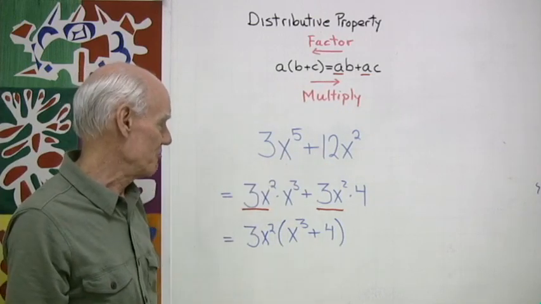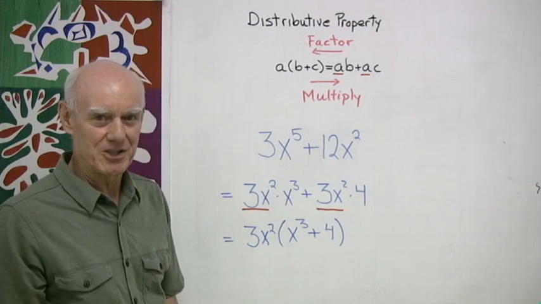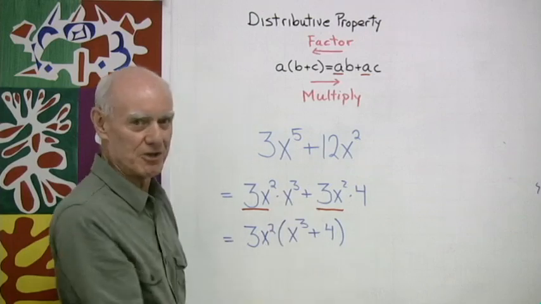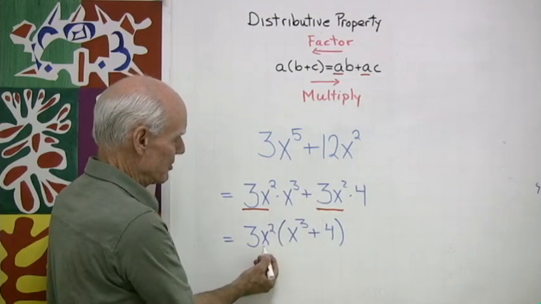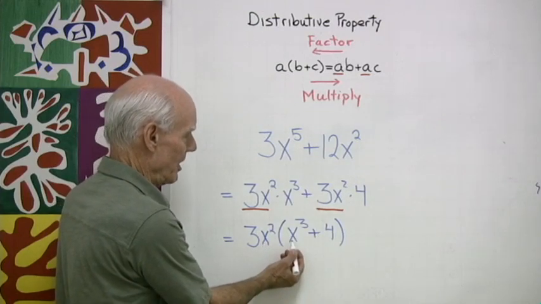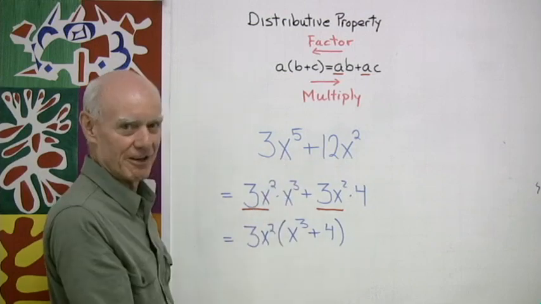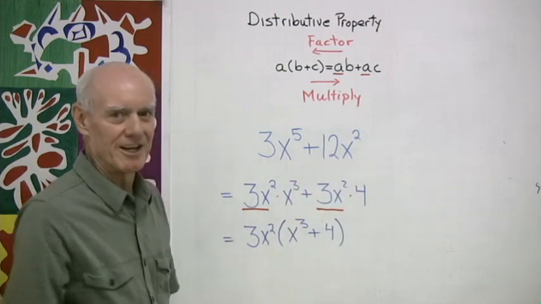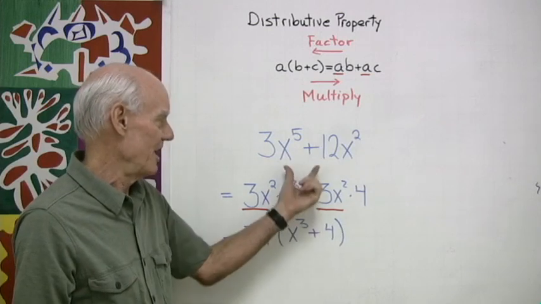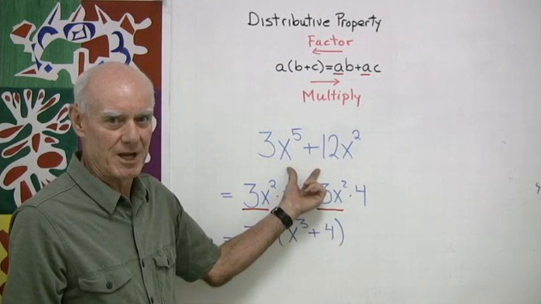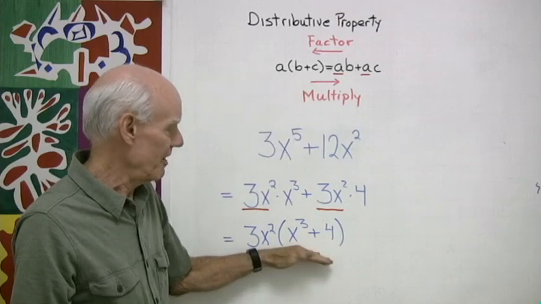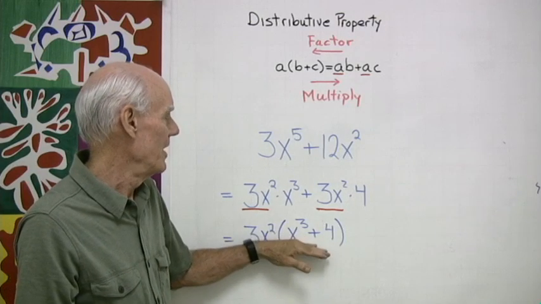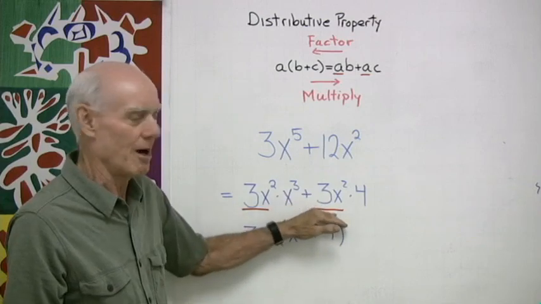Now, the other thing that's interesting about this is you never need to make a mistake. You can always multiply this back out and see if you get what you started with. So by the distributive property, 3x squared times x cubed is 3x to the fifth. Then 3x squared times 4 is 12x squared. So you see I can multiply this out, check my work, and know that I haven't made a mistake. So this is the kind of factoring we're going to do in this section right here, and it's called taking out the greatest common factor.